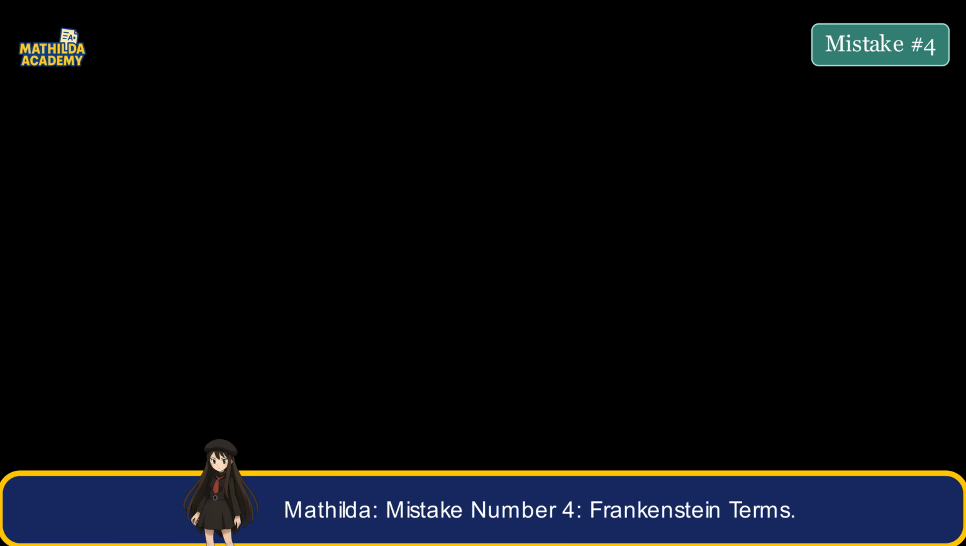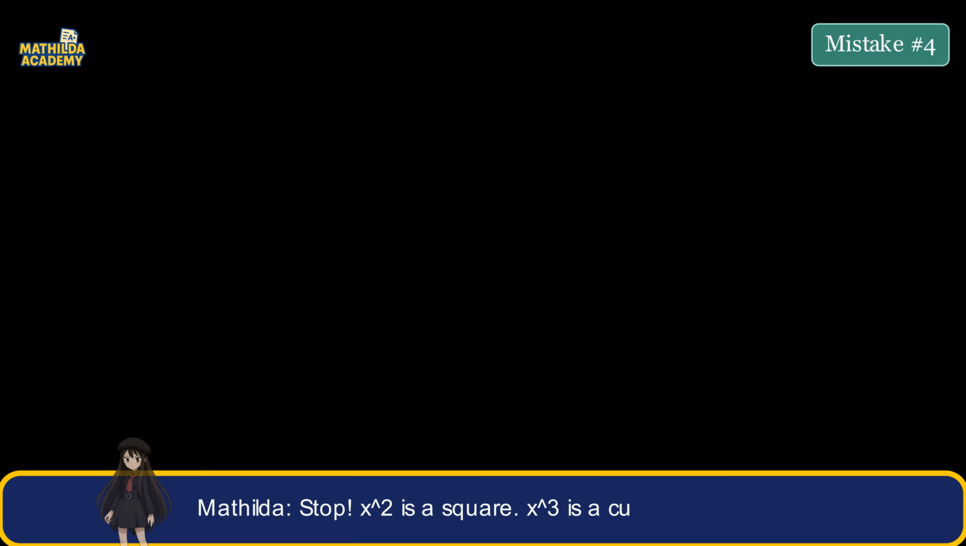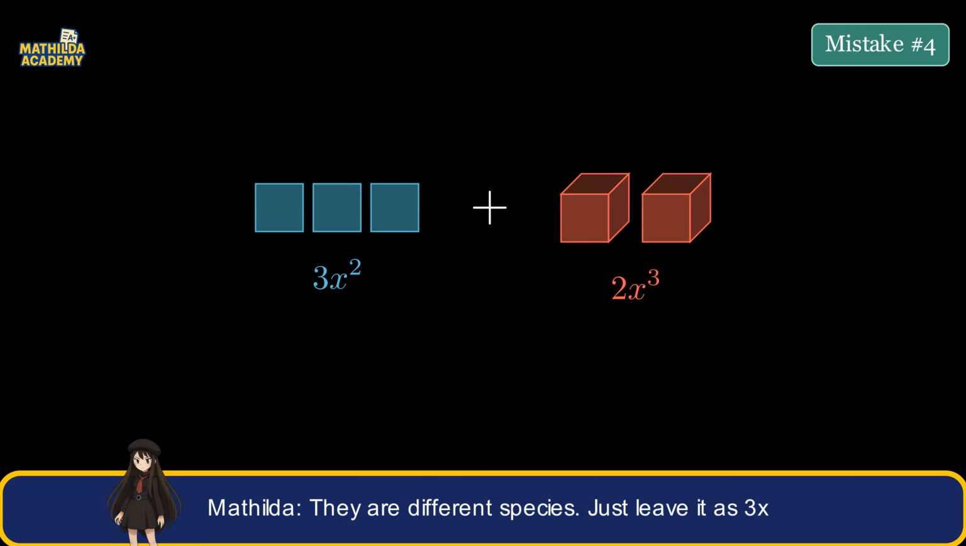Mistake number 4, Frankenstein terms. 5x to the 5th. Or maybe 5x squared? Stop! X squared is a square. X cubed is a cube. You can't add them. They are different species. Just leave it as 3x squared plus 2x cubed.